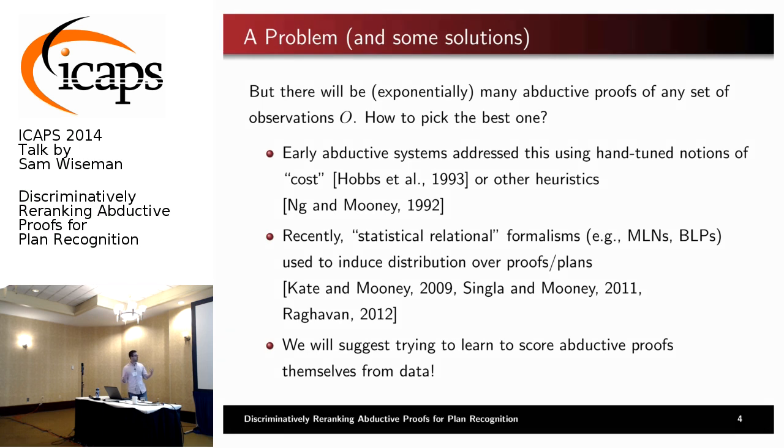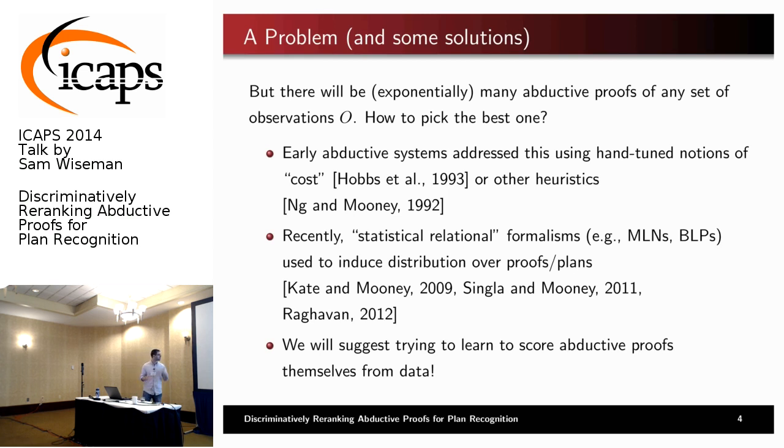There is one problem with this whole abductive scheme, and that is that there are always going to be exponentially many abductive proofs for any set of observations O. That's just because I can always assume any subset of O. So given all these proofs, I'm going to need to pick the best one. Previously, back in the day, people would define certain costs or other heuristics and search for the best proof.